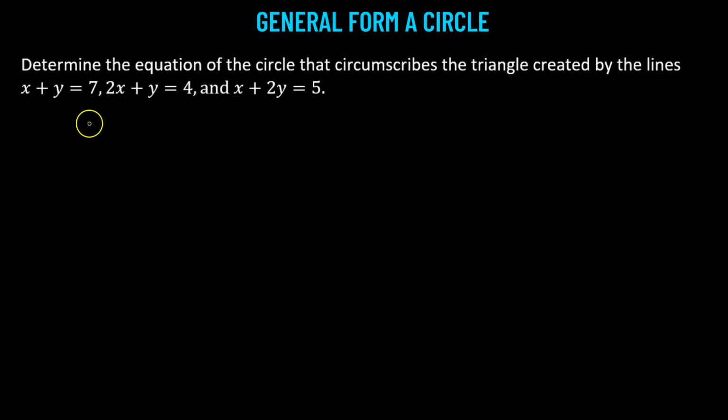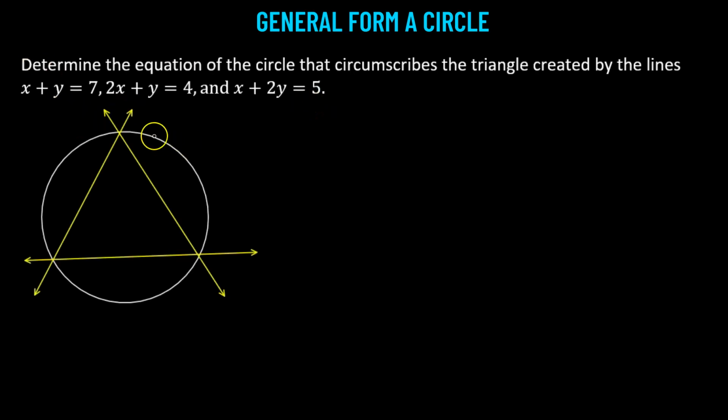Now let's first try to understand the problem graphically. Here we have three lines. We're going to call these lines L1, L2, and L3. Line 1 and line 2 intersect at a point, and we're going to name this point A. Then line 2 and line 3 intersect at the point B. And line 1 and line 3 intersect at the point C.